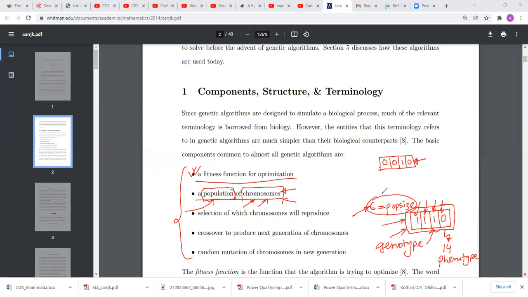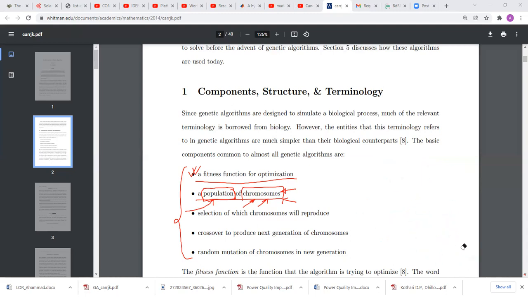Done. Next, let's move on. Remember, here I am only considering a single variable problem. I am not taking more than one variable to start with. Later on, I will show how to do the same thing for more than one variable. Just to keep things simple. Now this one is done. Come to the third one, selection of which chromosomes will reproduce.